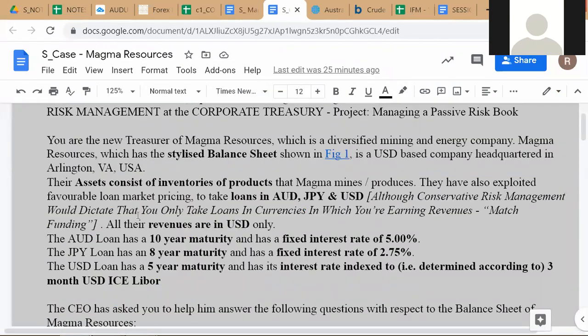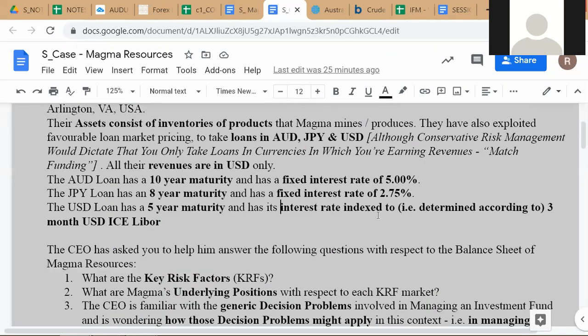so you see here the US dollar loan is 5-year maturity. Interest rate is indexed to 3-month USD ICE LIBOR. Okay. Does anybody know what LIBOR is? What does LIBOR stand for? It stands for the interbank rate, London. Yeah. So the correct answer would be London interbank offer rate. Should be London interbank offer rate, right?